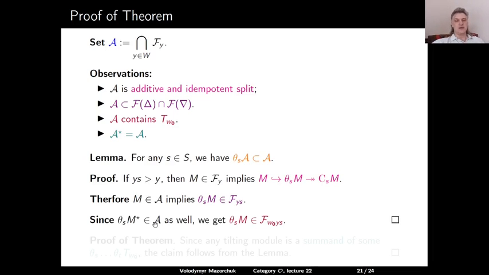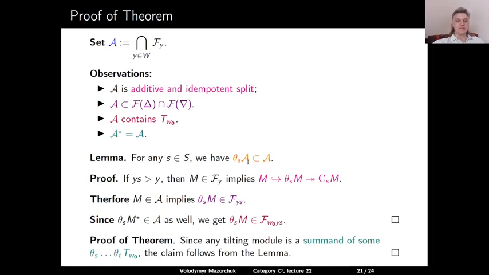But since any module in A is self-dual, we can apply the duality to theta S M, which gives us the same module, but the index of our Fys, when we apply the duality, needs to be changed to W0Ys. And then this gives us exactly the opposite of this condition. So now, using this lemma, we can prove the theorem about shuffled filtrations of tilting modules. Since any tilting module is a summand of some translation of TW0, and since A contains TW0, the claim of the theorem follows from this lemma.